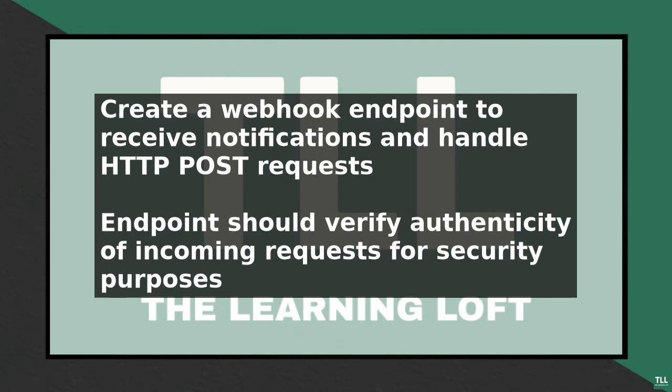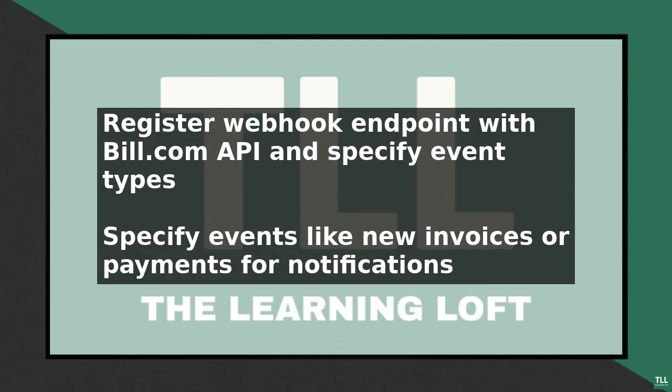new invoices or payments. Once your webhook is set up, the Bill.com API will send an HTTP POST request to your endpoint whenever a specified event occurs. The request will contain a JSON payload with information about the event, such as the type of event and the relevant data. To verify the authenticity of incoming requests, you can use a secret key provided by the Bill.com API.